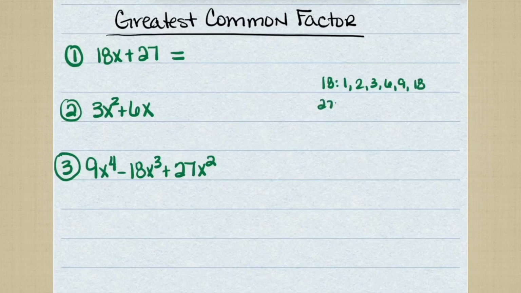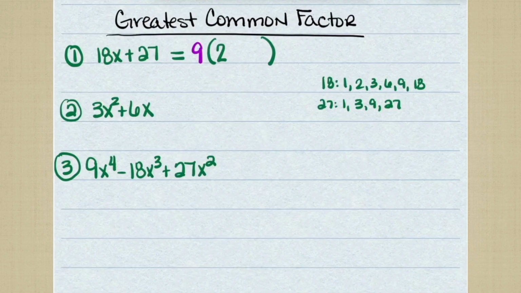And then same thing for 27. What are the numbers that make up 27? You would have 1, 3, 9, and 27. And you say, okay, out of these numbers, what's the greatest common factor? Well, they share a greatest common factor of 9. That's the same concept that we're doing here. So both of these, I can factor out a 9. And if I factor out a 9, what am I left with in the parentheses?